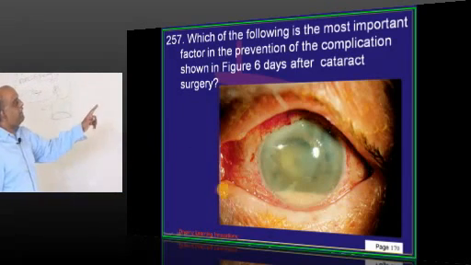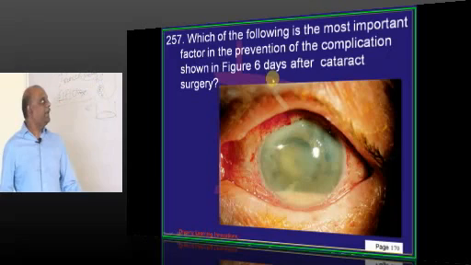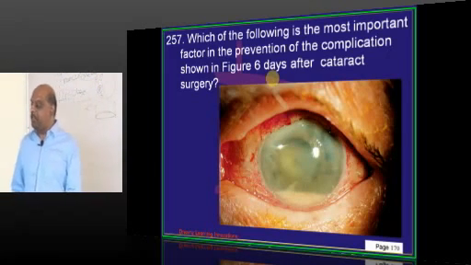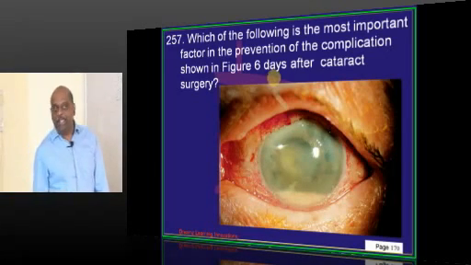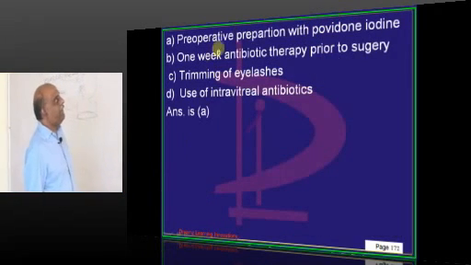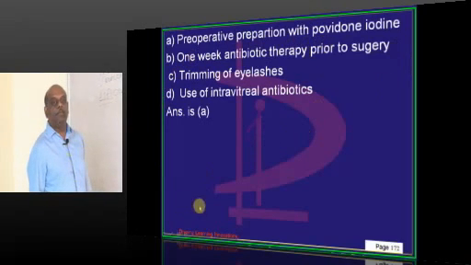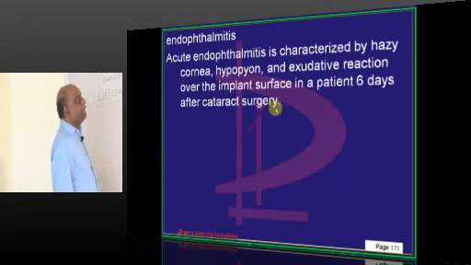Now, after the cataract surgery, the patient developed this complication. What is this complication that can occur post-cataract surgery after 6 days? Typically, it is endophthalmitis. So, to prevent endophthalmitis, what will you basically provide? Preoperative preparation with povidone iodine is considered to be the management.